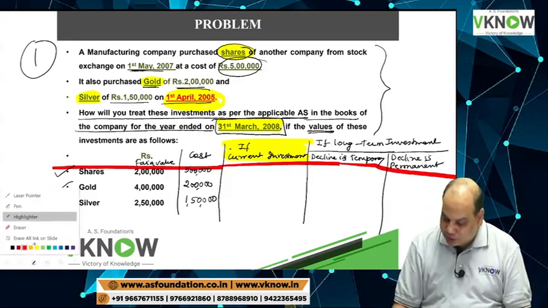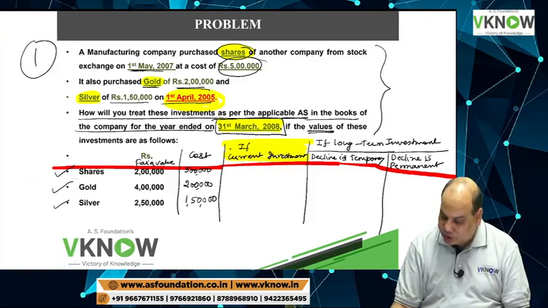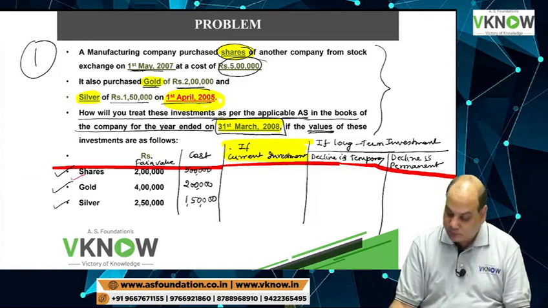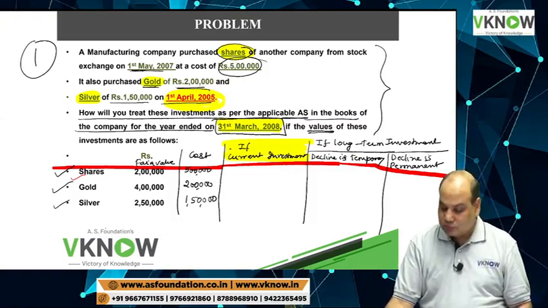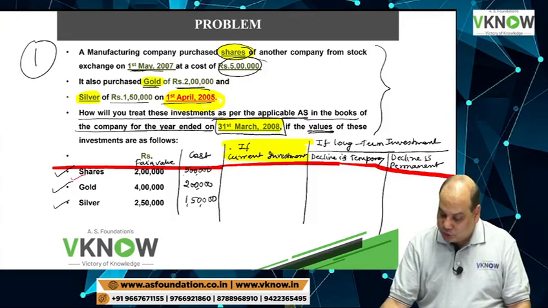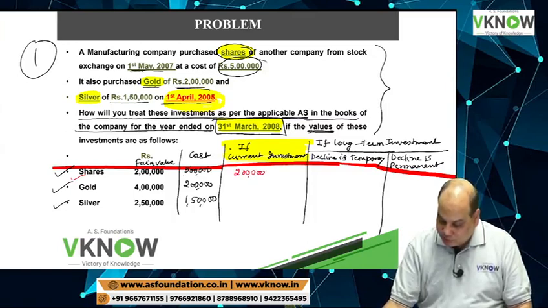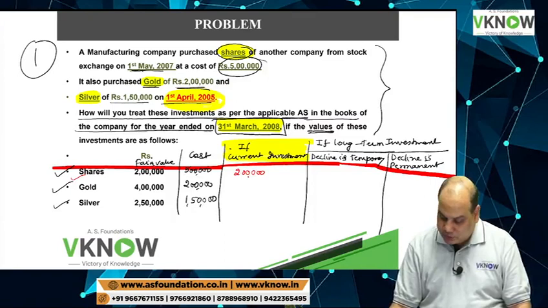Suppose share is current investment. My dear student, what will be the answer if share is current investment? Fair value is 2 lakh. Cost is 5 lakh. Come on, answer. So we will take lower of the two. The answer will be 2 lakh rupees here, if it is current investment.